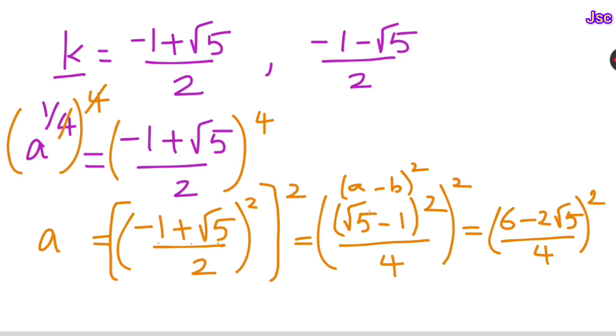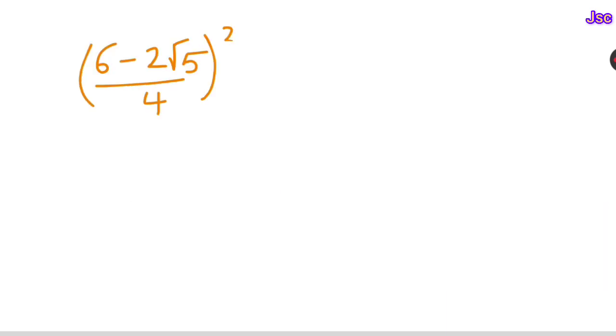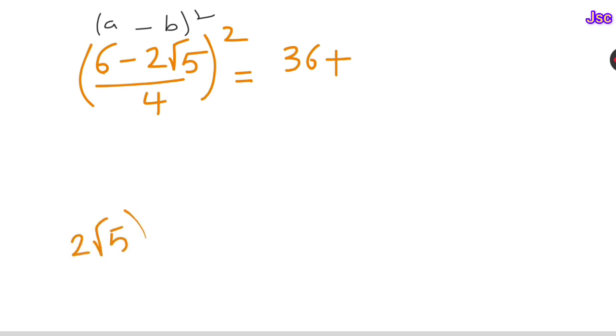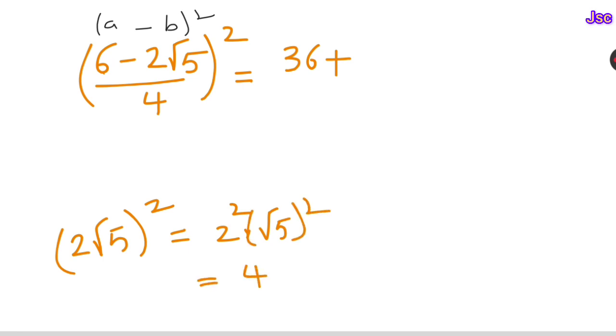Now we need to do square again here. Now again it is in the form of (a minus b) whole square. Our a is 6, 6 square which is 36, plus (2 root 5) whole square, that is 2 square times root 5 whole square. 2 square is 4 and square root gets cancelled, so we get only 5. So 4 times 5 gives 20.